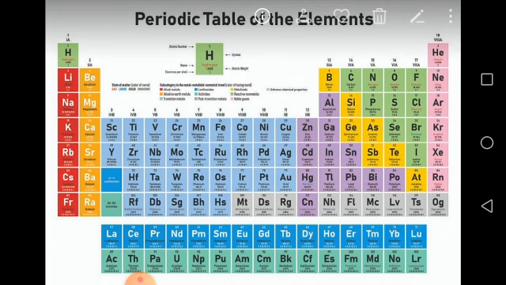Groups are symbolized with capital A and groups symbolized with capital B. The groups which take a symbol capital A are groups of the S and P blocks, while the groups symbolized by capital B are the groups of the D block.